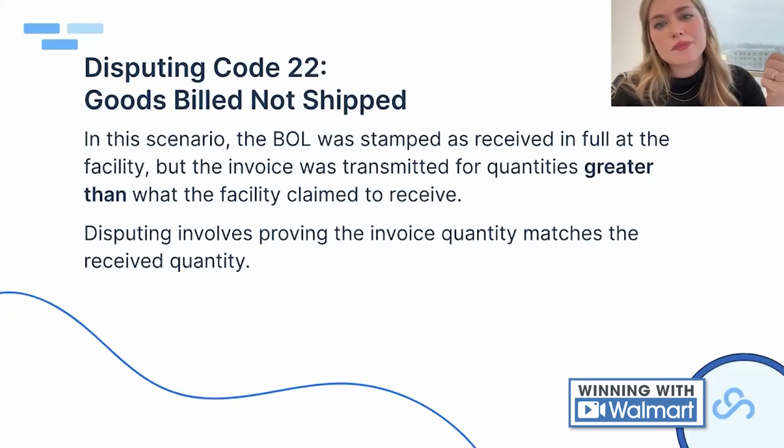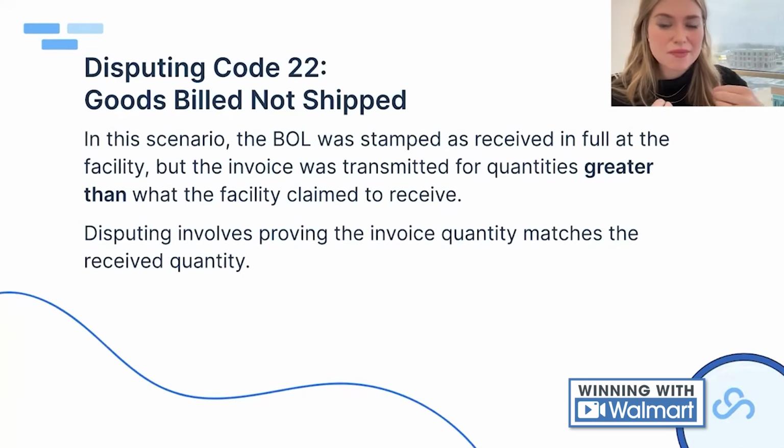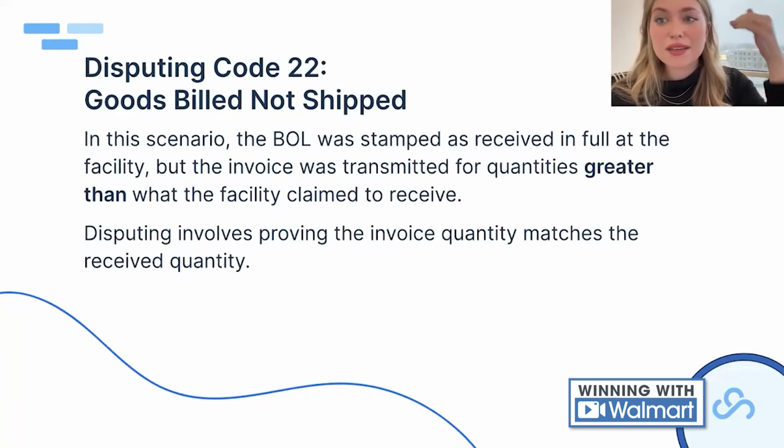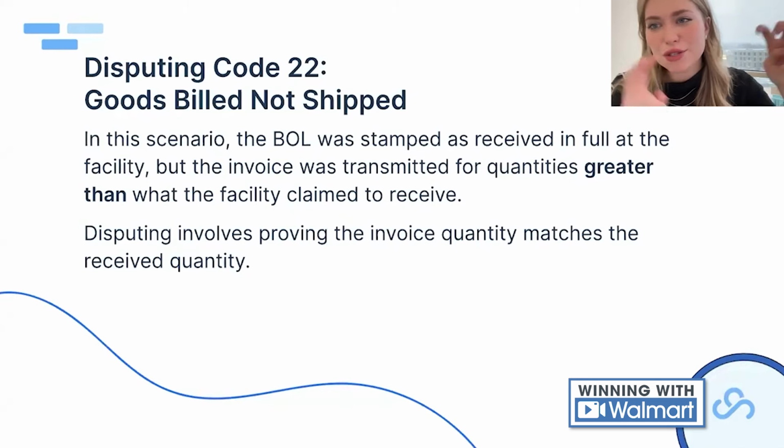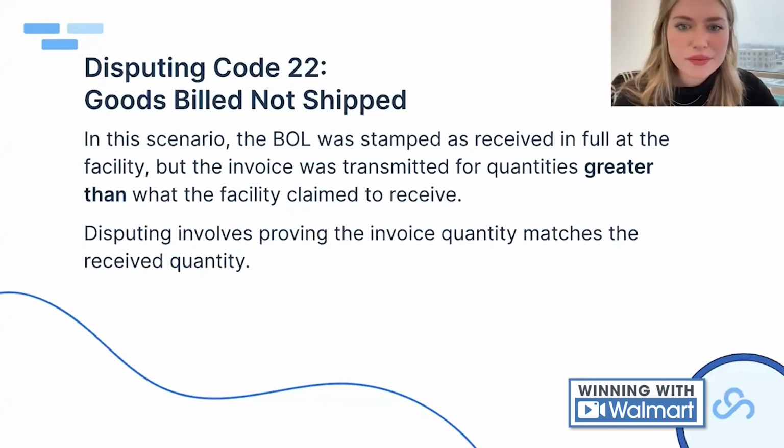That means that Walmart received your order at their DC, and whoever was receiving that order actually went and said, yes, I received the full order, but then your invoice was transmitted for a greater quantity than what they said they received. So you've invoiced too much, according to Walmart.